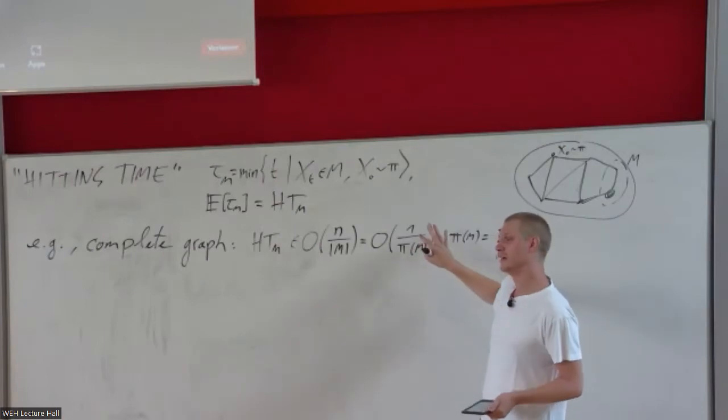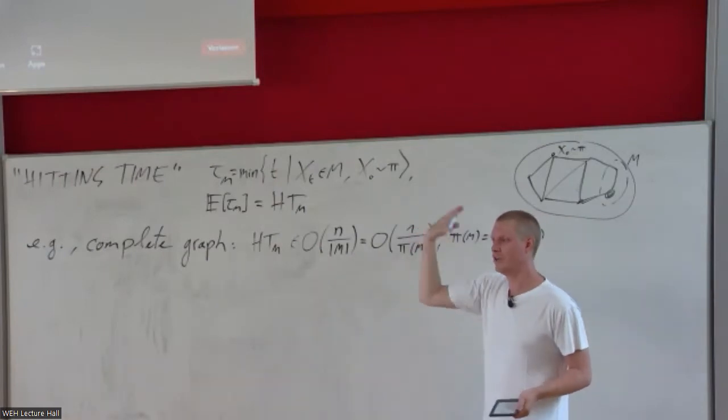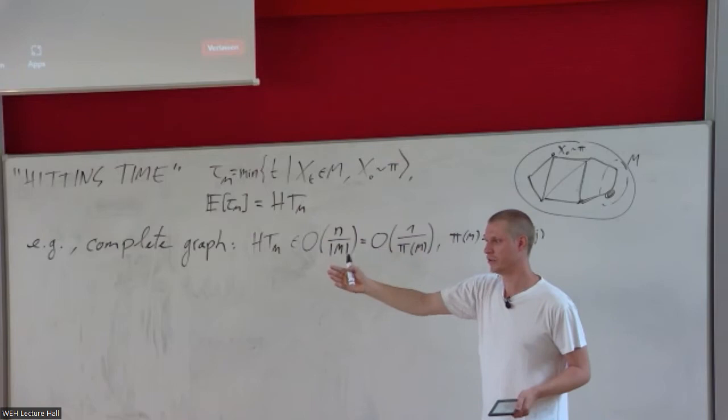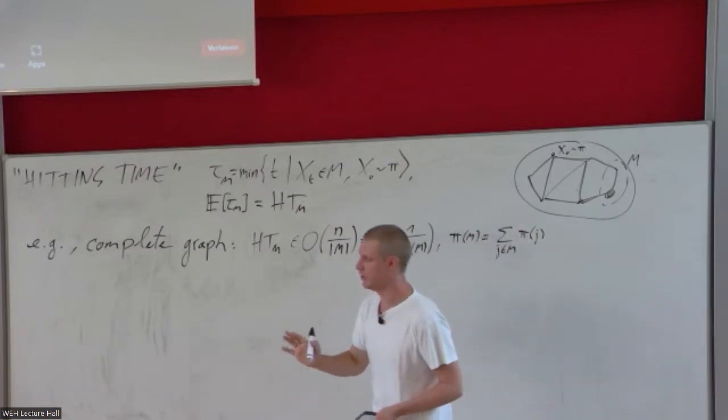How did we use that? It was the complete graph for this last expression, the one with 1 over pi of m. That's a good question because it leads into the next thing I'm going to say, which is that after every step, you're kind of redrawing a sample from the stationary distribution. Let me be precise about this, because I guess that's why you're asking.